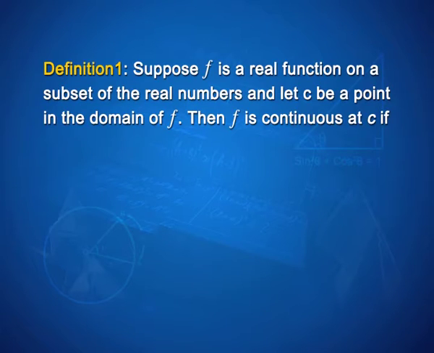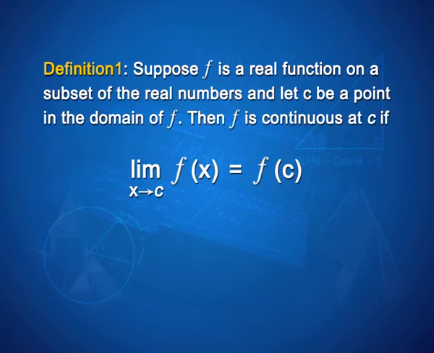The definition says: suppose f is a real function on a subset of the real numbers, and let C be a point in the domain of f. Then f is continuous at C if the limit of f(x) as x tends to C equals the value of the function at x equal to C. Isn't that what I just described by saying that the intended height must be equal to the attained height?